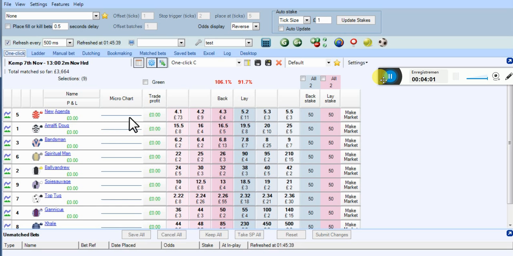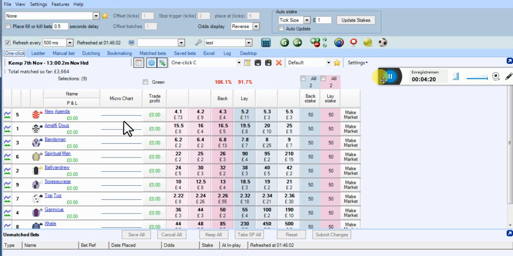So if this was 5, 10, 15, 20 minutes before the start of the race, you would place a make market if it's a static line. And the idea is you'll make a 1 point tick, a 1 point profit on either side of the lay and the back bet. That's one entry point you need to look for, which is a static line on the micro chart.